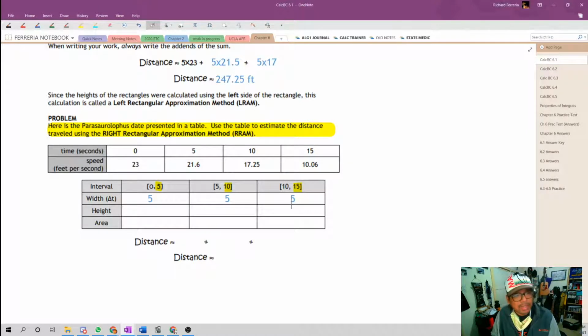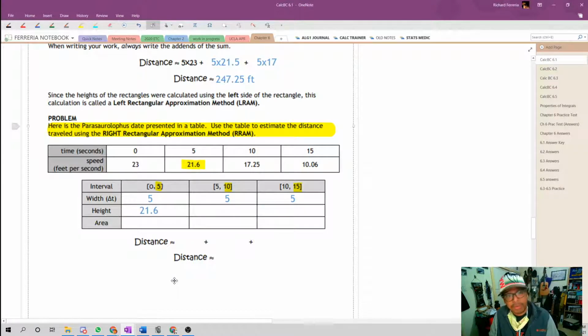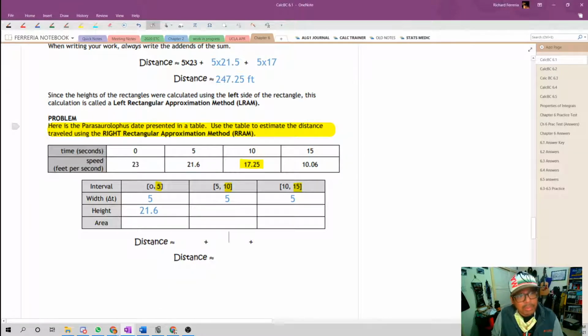What is the height when t equals 5? It is 21.6. Next interval. What is the height when t equals 10? It's 17.25. Last interval, what is the height when t equals 15? Well, it's 10.06. The next line of the table is to write down the area of each of those intervals. And I'm just going to write them as a product. I'm not going to actually do any multiplication just yet.